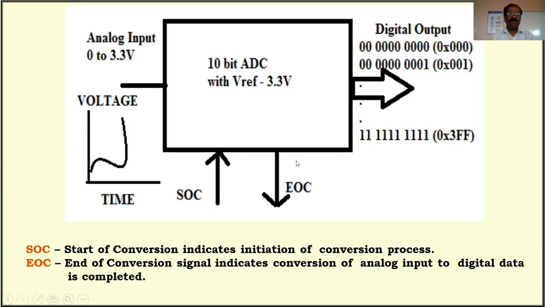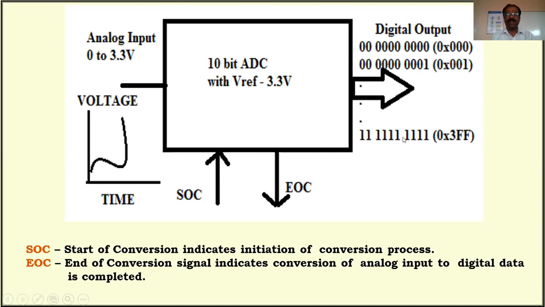Now we know that ADC here is a 10-bit ADC. Means we have to provide the analog input. We can vary the analog input from 0 to 3.3 volt. If the analog input is 0 volt, we'll get 000 in binary or 000 in hexa. If you apply 3.3 volt, we can get the maximum of this. This is a 10-bit digital value. So this is hexadecimal equivalent 3FF. The decimal equivalent of this is 1023.